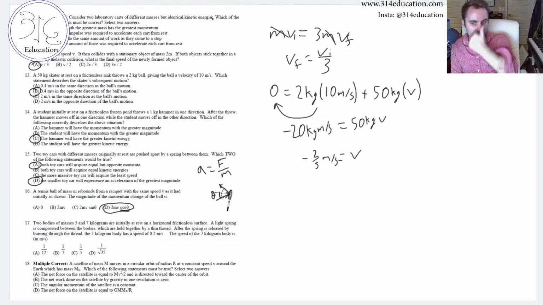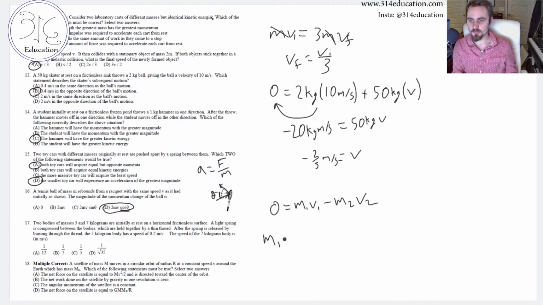Two bodies of mass 5 and 7, initially horizontal. Yep, we saw that. After the spring is released by burning through the thread, the 5 kilogram body has a speed of 0.2 meters per second. The speed of the 7 kilogram body is going to be which? So we expect from the relation that these will have equal and opposite magnitudes.